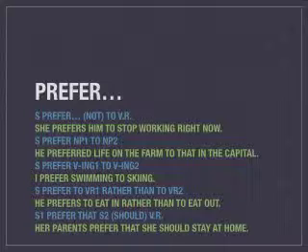Now the fifth pattern is S1 prefers that S2 should do something, and this do something should use the verb in its original form. So for example, her parents prefer that she should stay at home.